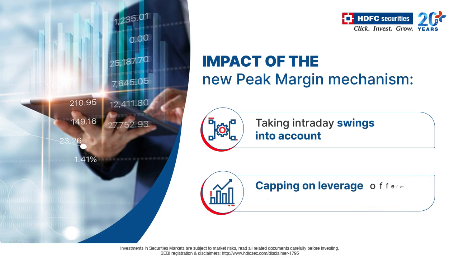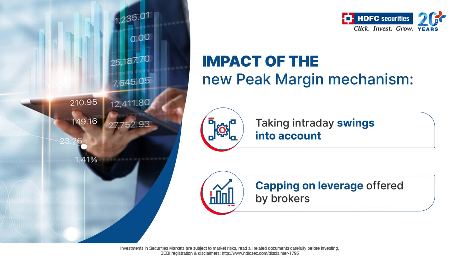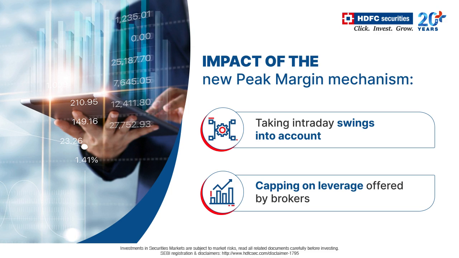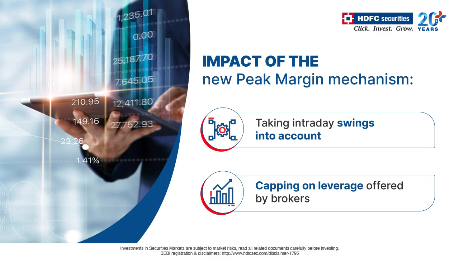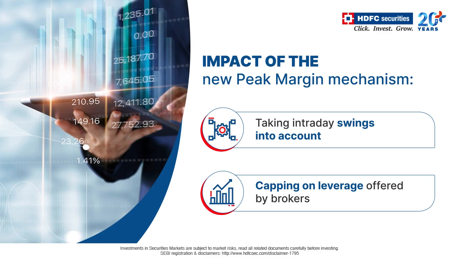The new peak margin mechanism embodies SEBI's mantra of leverage only to the extent palpable by an individual and/or entity. As a result, it would neutralize the brokers who offer ever-increasing multipliers to counter SEBI's raising margins and contract sizes.